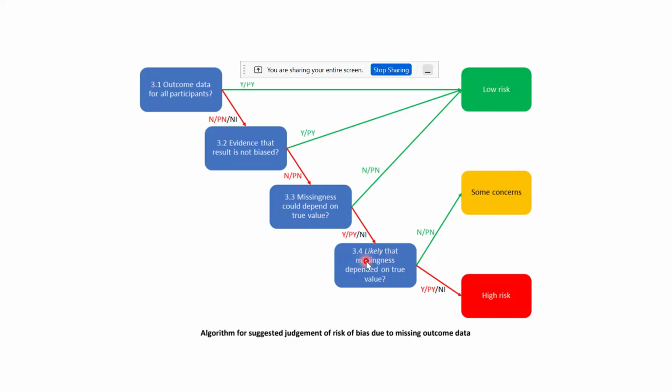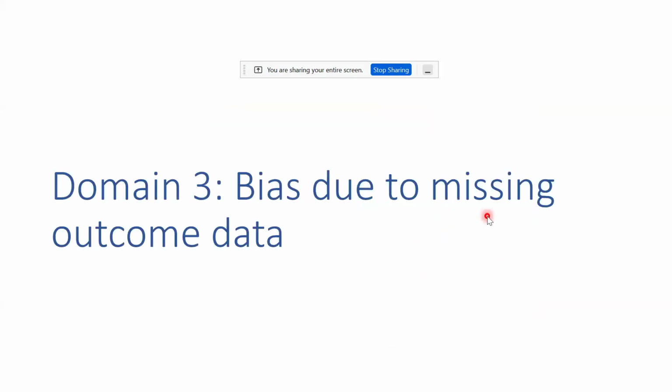The next question is: is it likely that the missingness depended on the true value? This we will see after seeing the data that has been reported. If the data shows some evidence that the missingness could have depended on the true value, then we go to high risk. And if there is no such evidence, then we go to no or probably no, which leads us to some concerns. So this was about domain 3.